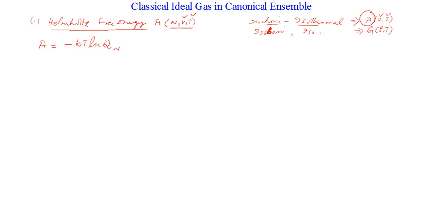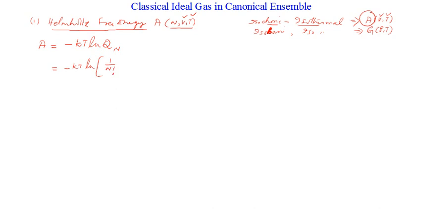Now you can substitute for Q_N directly. I will just do it fast. You can check back for any equations. So it's equal to minus kT, then log of, we have already obtained Q_N by equation number 6, that was 1 by N factorial.